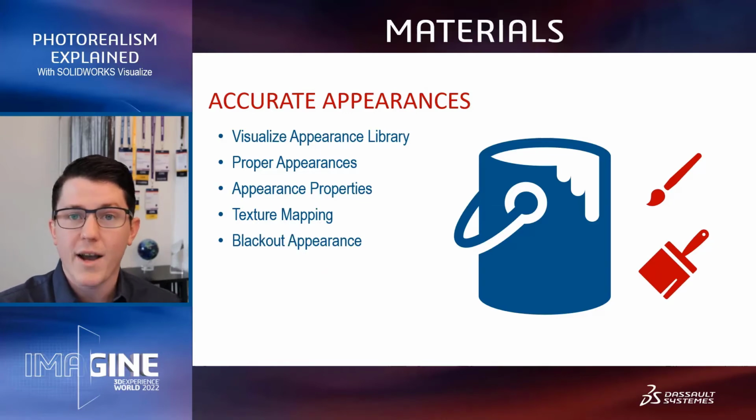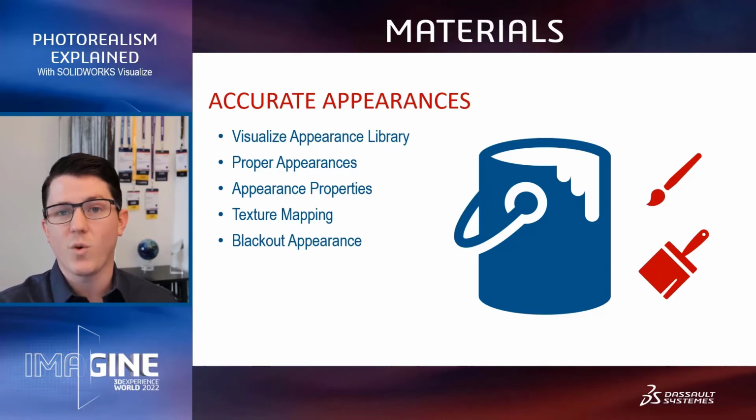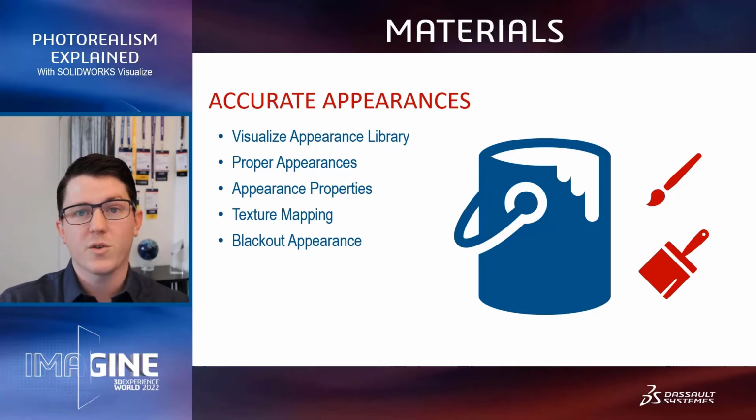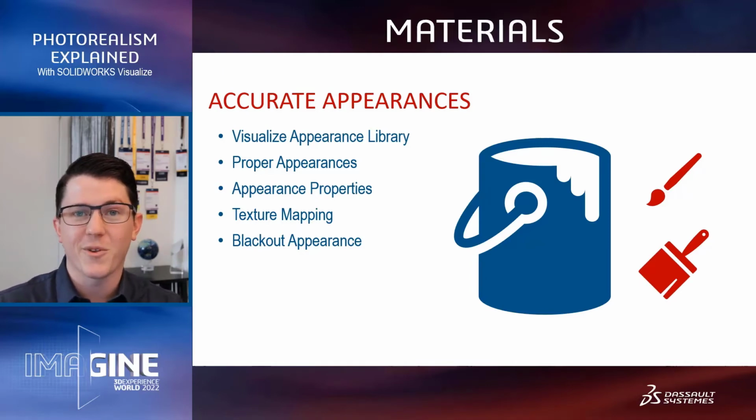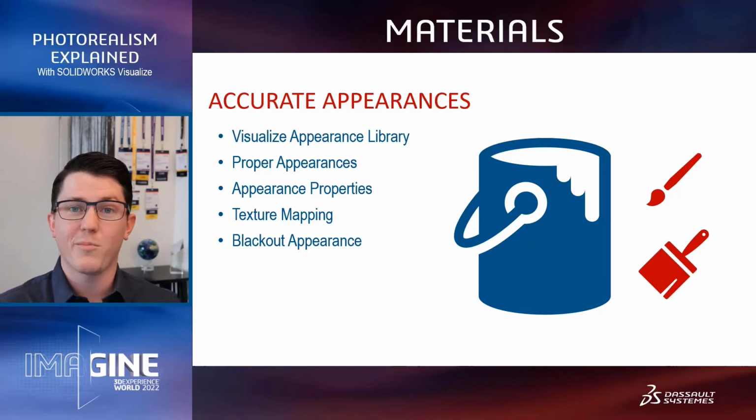Then we'll look at blackout appearances. So this is a shortcut for being able to essentially black out an area of the model that's under detailed. And we'll see where I use that. It saves a lot of work because you can just hide your little mistakes. So let's take this model, bring it over to Visualize, and start adding these appearances.